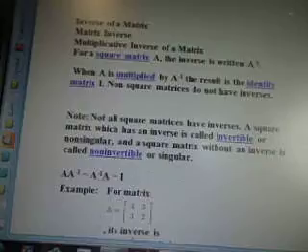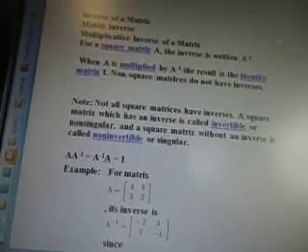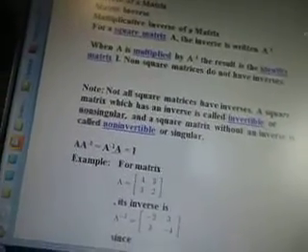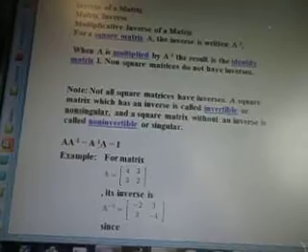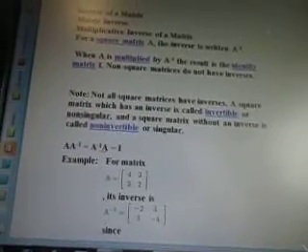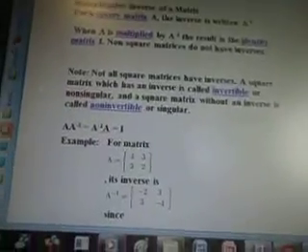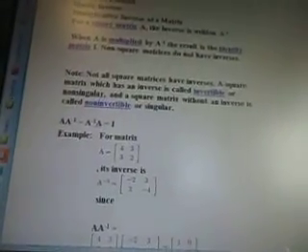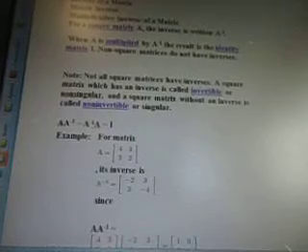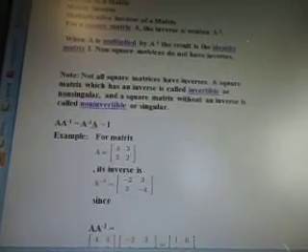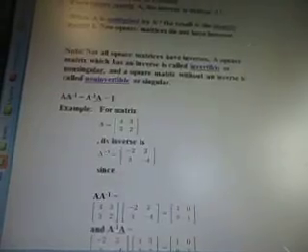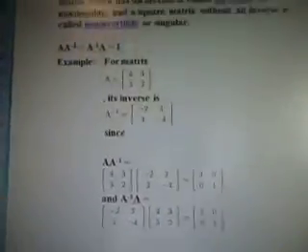www.mathwords.com. Inverse of a matrix, matrix inverse, multiplicative inverse of a matrix. For a square matrix A, the inverse is written A minus 1. When A is multiplied by A minus 1, the result is the identity matrix I. Non-square matrices do not have inverses. Note, not all square matrices have inverses. A square matrix which has an inverse is called invertible or non-singular, and a square matrix without an inverse is called non-invertible or singular. So there's the formula for it.